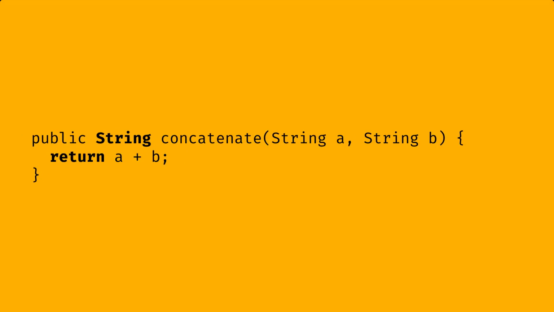Here's another example of a method, but this one has a string as a return type, and it concatenates two strings. In this example, when the concatenate method is called with the arguments hello and world, it returns the value hello world to the calling code. The value can then be stored in the result variable.